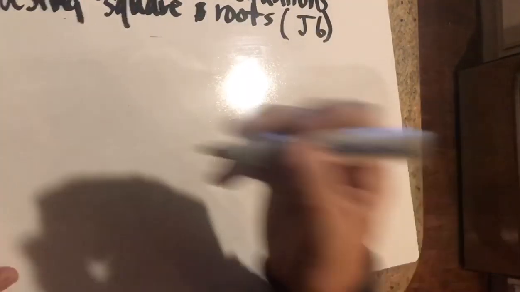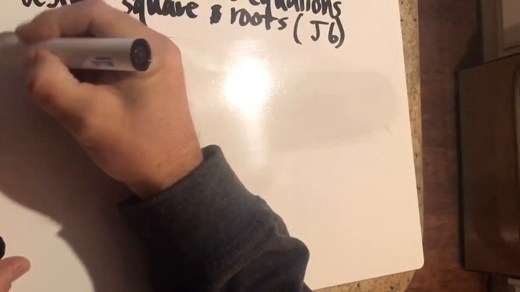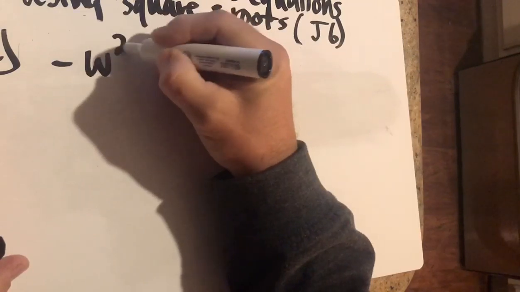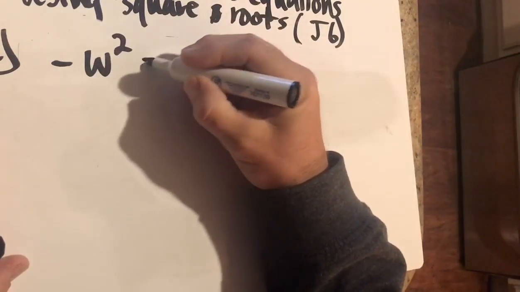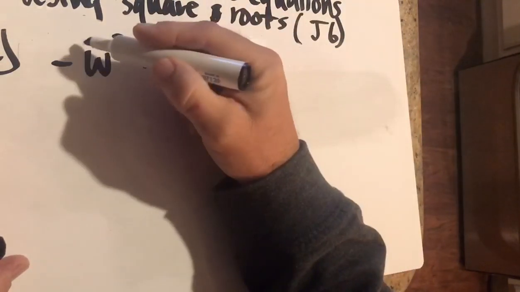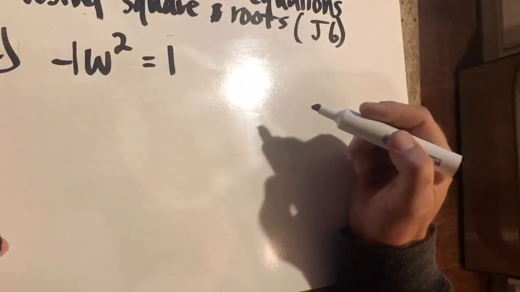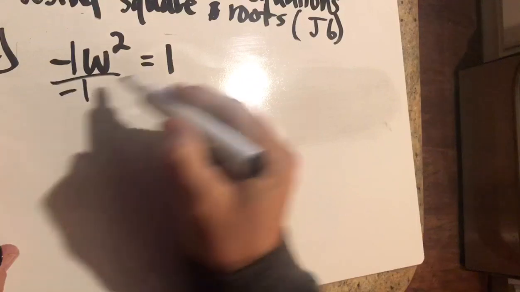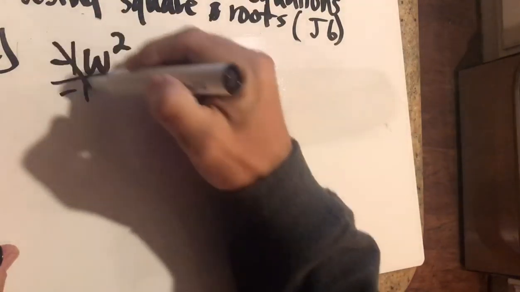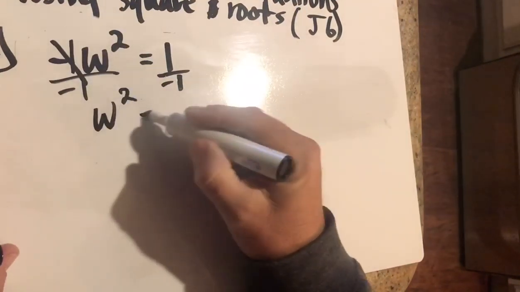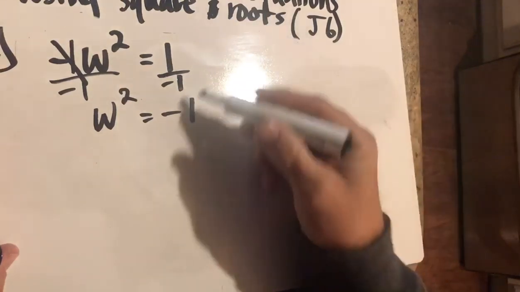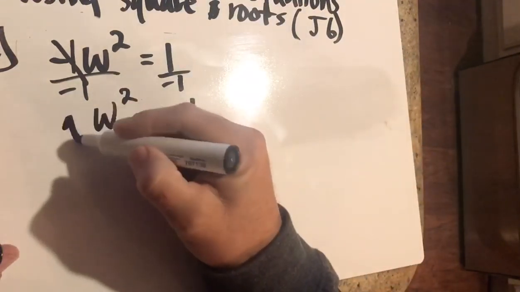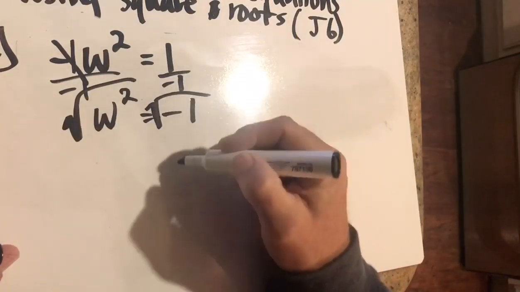Alright, another problem I see is where the variable is not quite by itself, because out here we have a negative 1. So we need that to be a positive 1. So to get it positive, you just divide both sides by negative 1. So now we have w squared equals negative 1. And this is similar to that last problem, where we have to pull out an i when we take the square root of the negative 1.